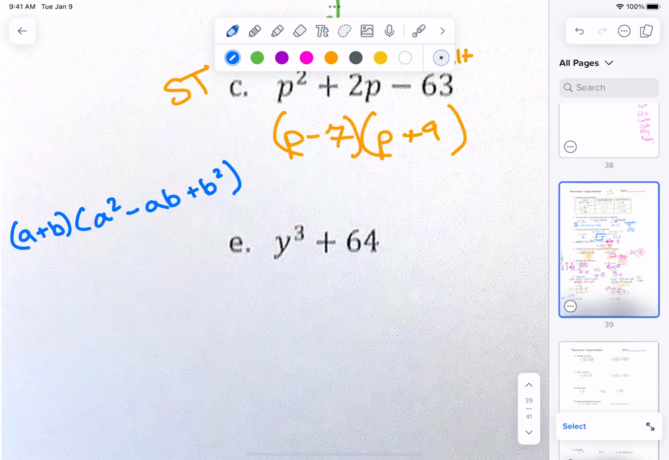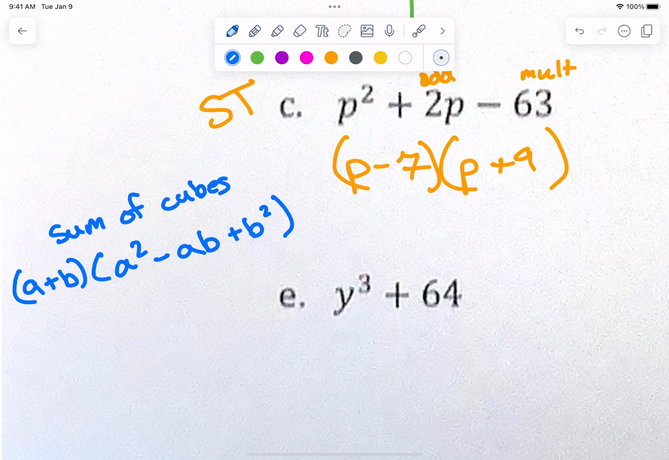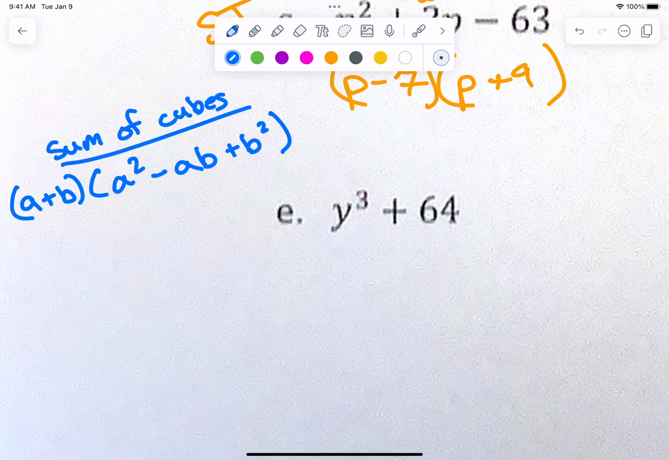What is this one? Okay, this is a sum of cubes. Sum of cubes. So that should be a minus. All right. Now, when we do this, we do the cubic root of this guy and the cubic root of this guy. We have to decide what A and B are.